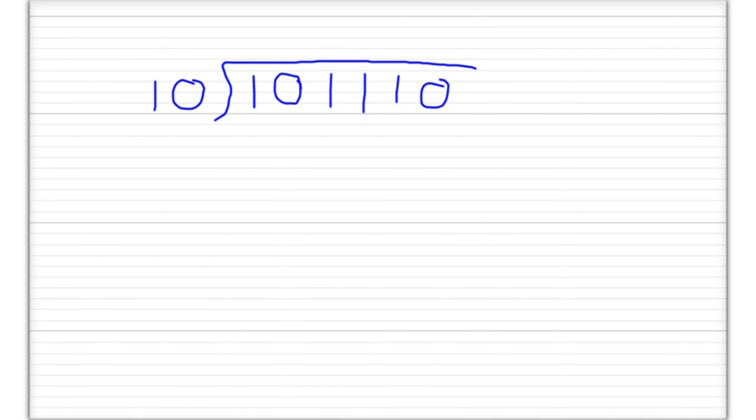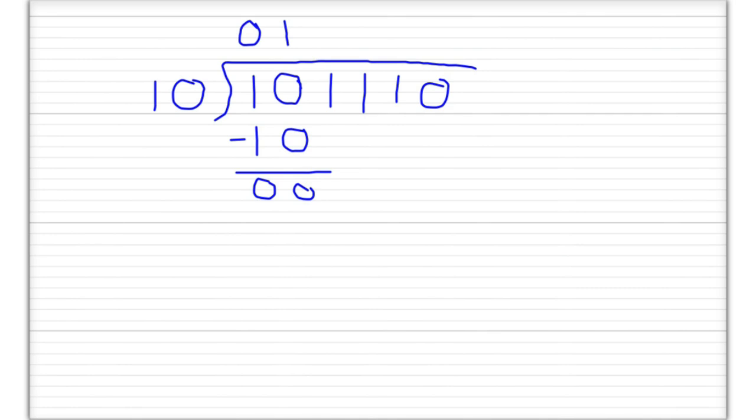Okay, so what we need to do is we can look at this first digit here, all right? And we can ask, is 1 greater than or equal to 1 0? No, it's not. So we put a 0 above the 1. Then we can ask, is 1 0 greater than or equal to 1 0? Yes, it is. It's exactly the same as 1 0. They're identical. So we put a 1 above here, and we put 1 0 down here. Take that away. So 0 take away 0 is 0. 1 take away 1 is also 0.